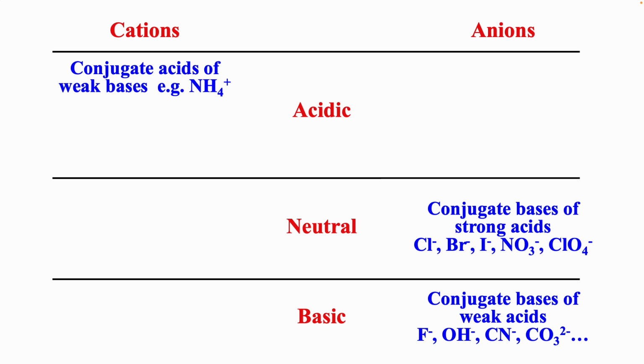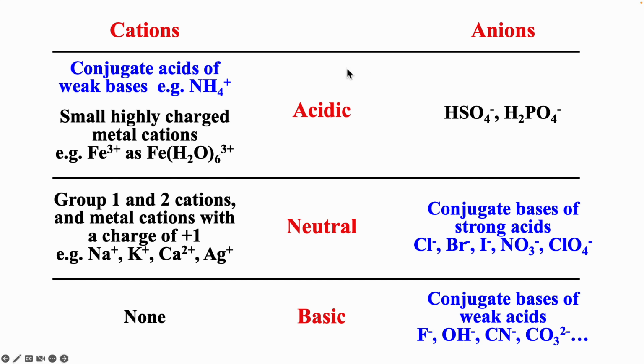Now we can add a couple more things to this table. So hydrogen sulfate and dihydrogen phosphate are acidic. Small highly charged metal ions are acidic. Alkali metal ions and alkaline earth ions are neutral. And so it's kind of cool. We can use this table to actually determine if a solution is acidic, basic, or neutral.